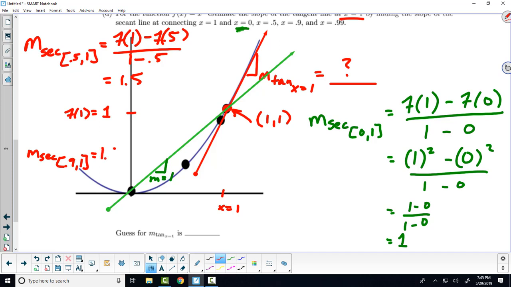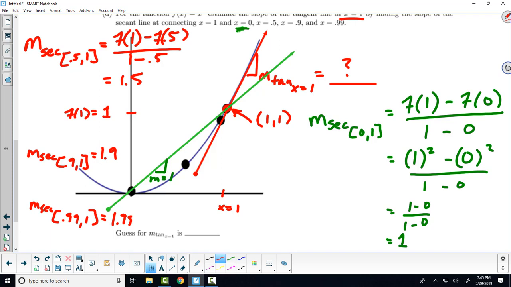1.9, that sounds good. Okay. And for the slope of the secant line connecting 0.99 to 1, what did we get? 1.99. There's sort of a nice little progression here, right? Let's remind ourselves of what we're trying to do.